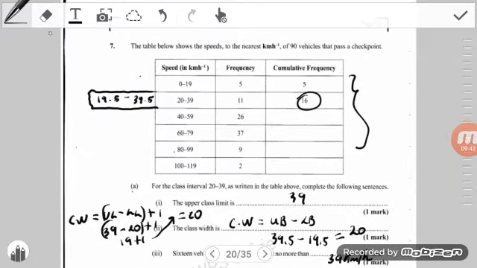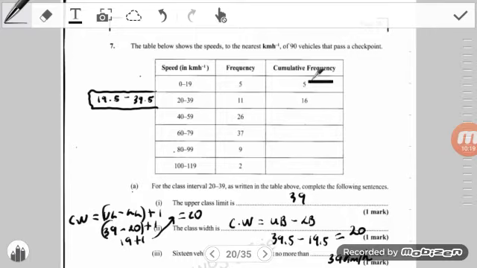So in order for us to complete the cumulative frequency, as I mentioned earlier, guys, the cumulative frequency is pretty much just adding the amount of vehicles that are passing the checkpoint after the maximum limit of each class. So as you can see here, 5 vehicles were recorded at a maximum speed limit of 19 kilometers per hour. After the speed increased to 39, a total of 16 vehicles were recorded.